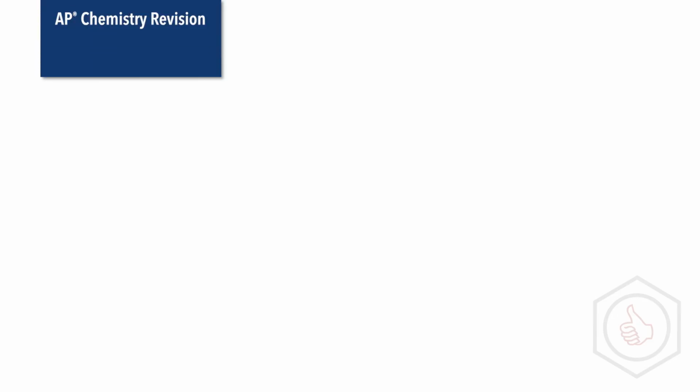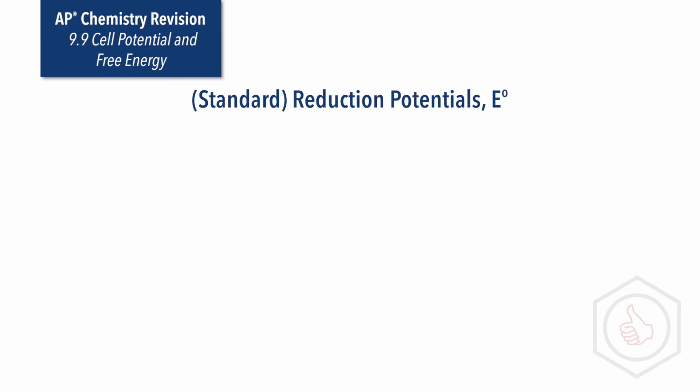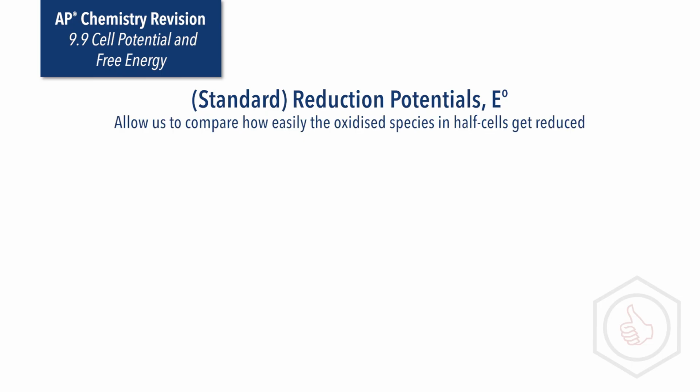Hello, so this is a revision video for AP Chemistry 9.9, Cell Potential and Free Energy. A reduction potential, also called a standard electrode potential, tells us how easily the oxidized species in a half cell gains electrons and gets reduced compared to H+ ions in the standard hydrogen electrode.